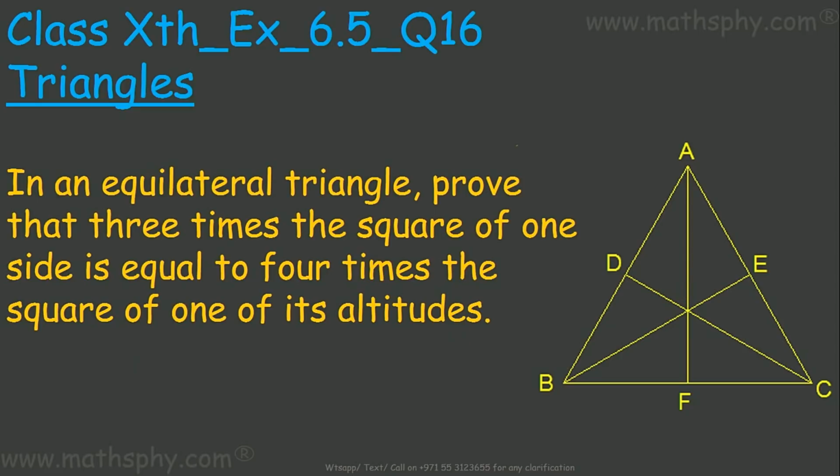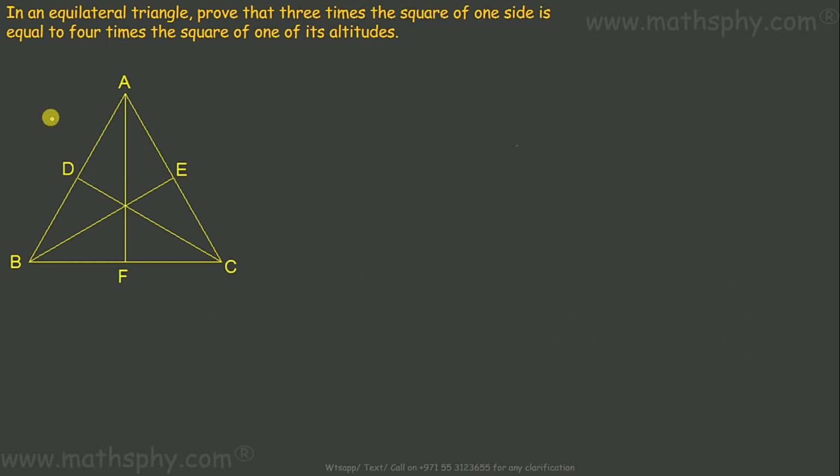This one here says, in an equilateral triangle, prove that 3 times the square of one of its sides is equal to 4 times the square of one of its altitudes. It says this is an equilateral triangle. All these are altitudes, so they all are 90 degrees. And most importantly, this is an equilateral triangle. It means all these altitudes will be perpendicular bisectors.